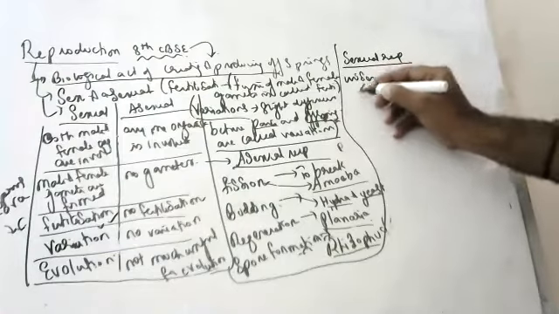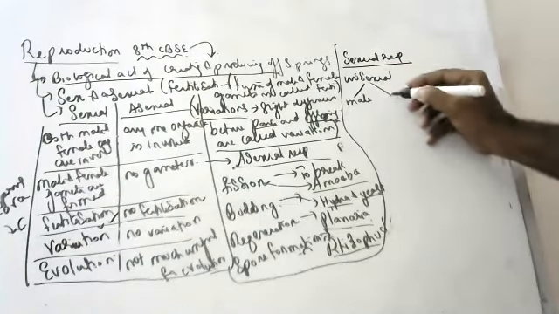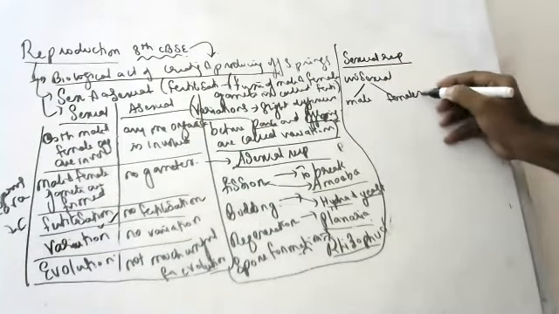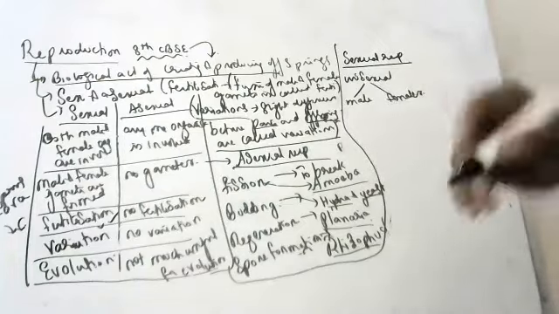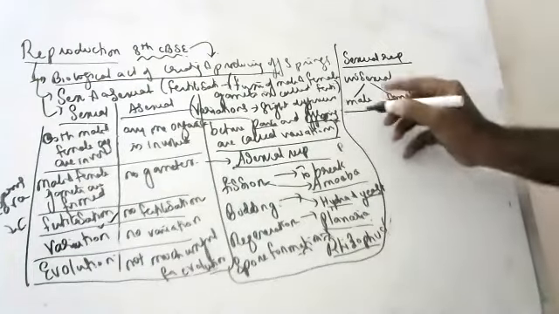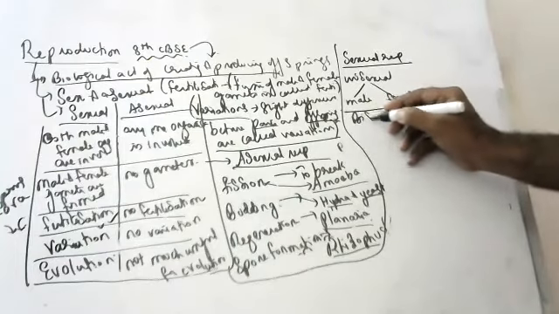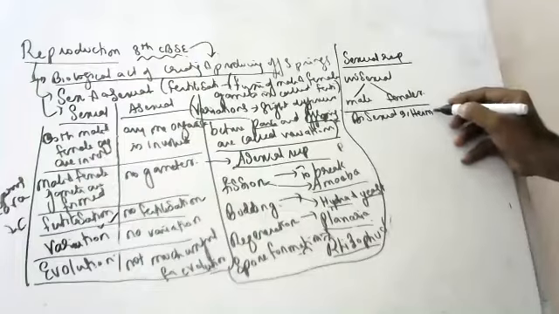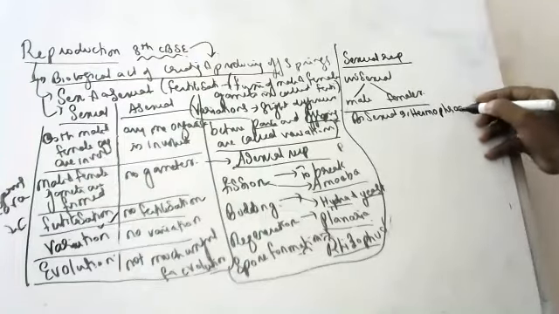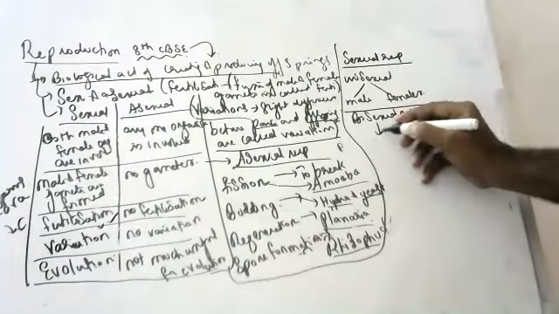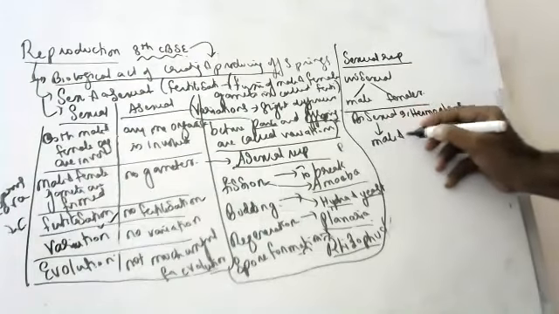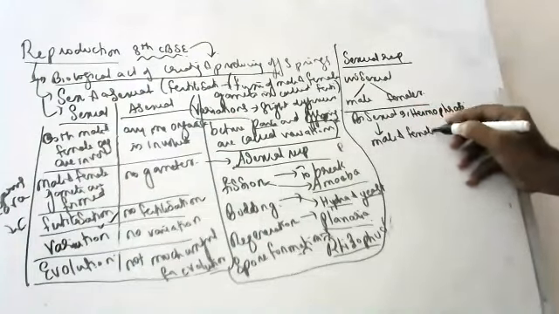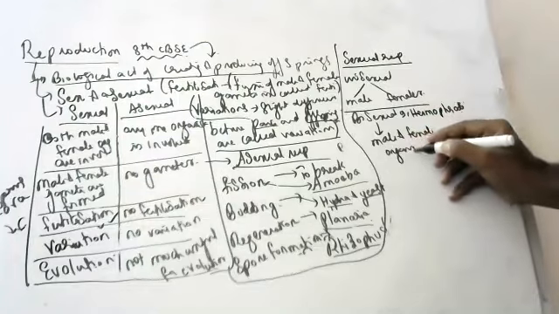What are unisexual organisms? In unisexual organisms, males and females are separate, like human beings. The other one is bisexual, or hermaphrodite. Bisexual or hermaphrodite means male and female organs are in the same body.